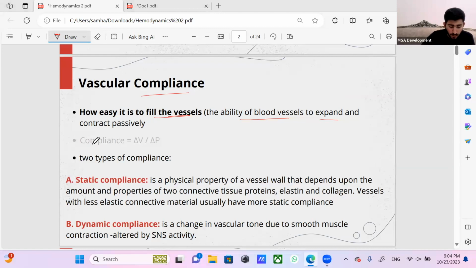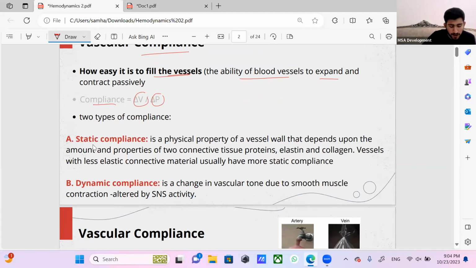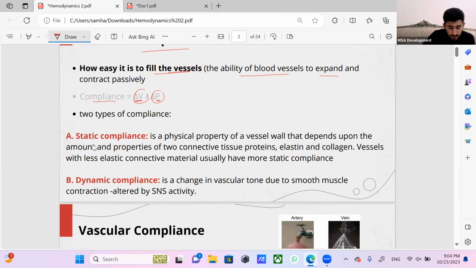Okay, so that's what compliance means. And I put this in gray because the doctor said, don't memorize it, but compliance is related to blood volume over the difference in pressure. Just know that it's related to blood volume and pressure, and we'll explain that more later.